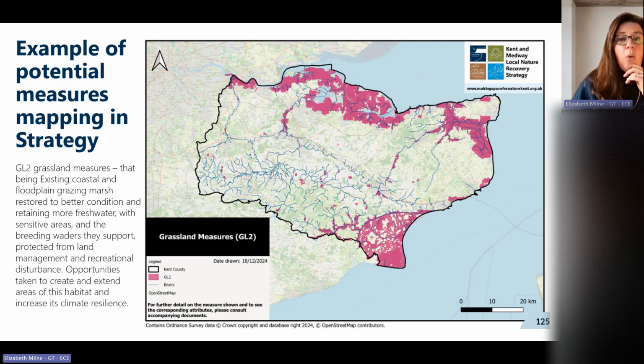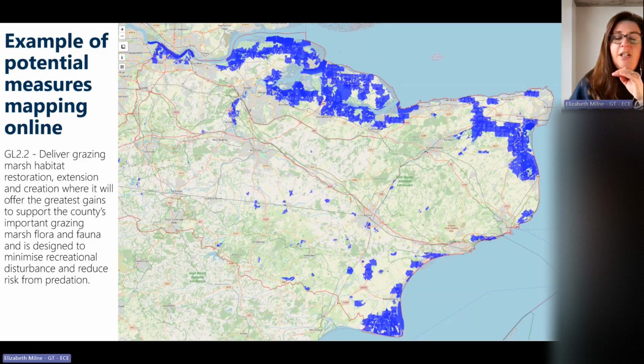So here we have all of the potential measures that are mapped for coastal and floodplain grazing marsh. And then when you go online, you can look at one of the individual measures under that priority. In this case, it's focusing on restoring grazing marsh, where it offers gains for our critical flora and fauna. The online presentation not only allows you to scrutinise it and move around the county and see whereabouts it is, but it also allows you to go down to a more localised level through the zoom functions, and I'll demonstrate that later.